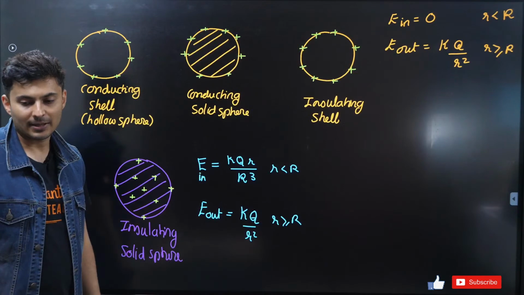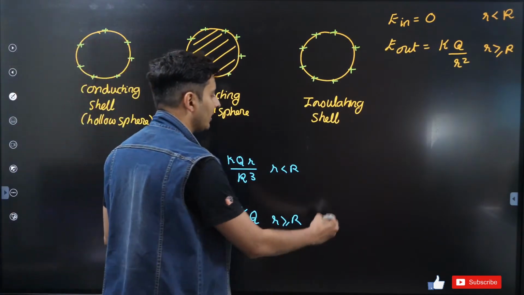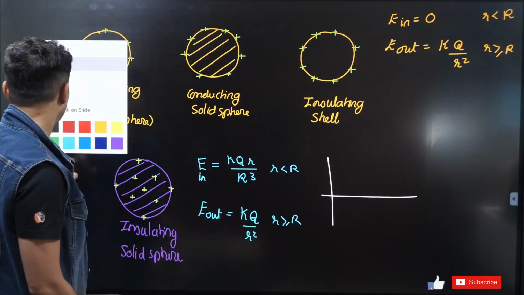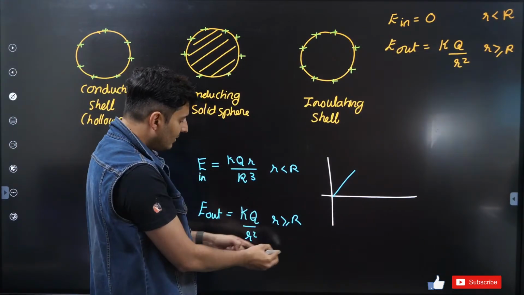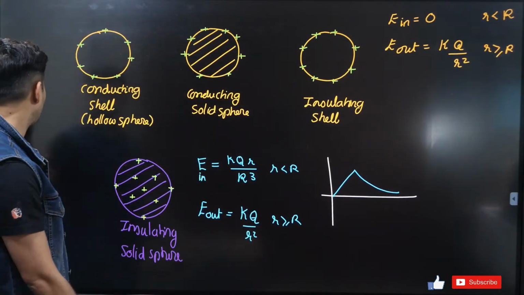As simple as that. Yes, the graphs are also important for this. For example, if you try to draw the graph for this, how will it look? Obviously, it will be proportional to r, so it will increase. Then it is inversely proportional to r square, so it will go down like that. This is how the graph will look for the field.